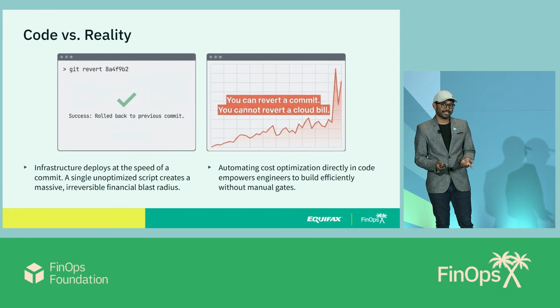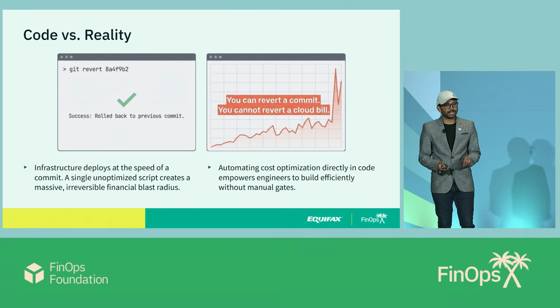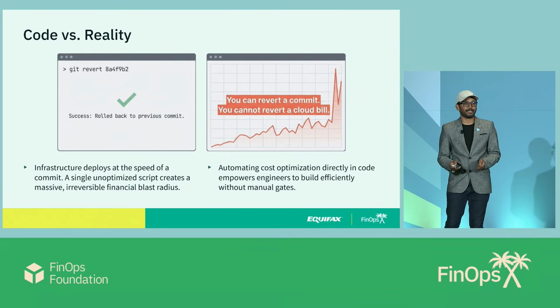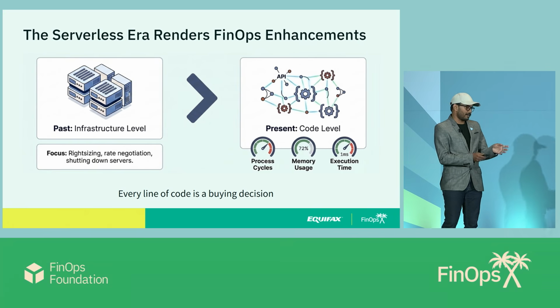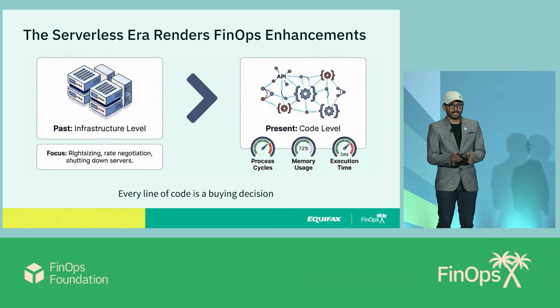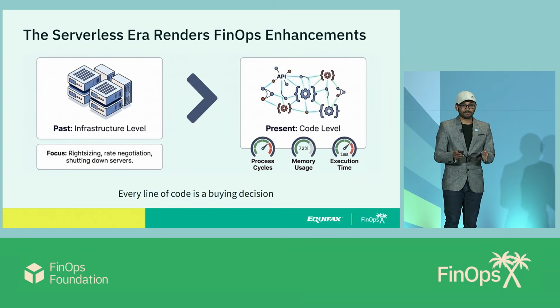In this modern world, infrastructure deploys at the speed of commit, right? And at the same time, the costs are also generated at that speed. So every single line of code that you push is a real-time decision. And if we don't optimize the code, we aren't just shipping features, we are shipping financial risk. And with that, traditional FinOps is not going anywhere. In fact, it's more stable than ever, and that's our first line of defense.